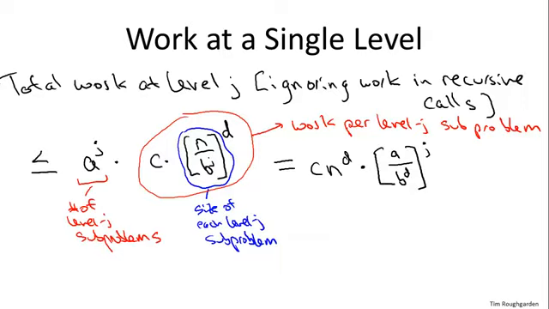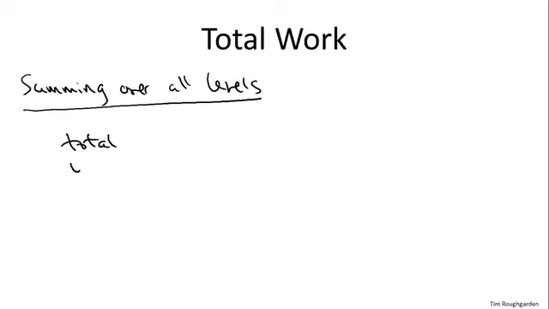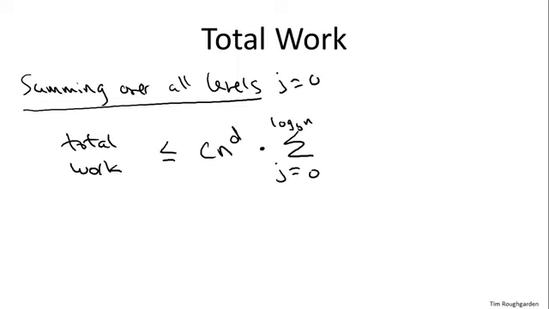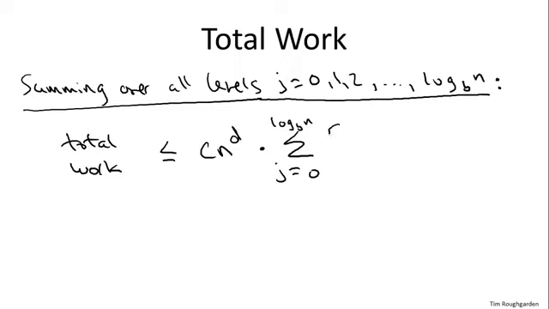So now that we've zoomed in on a particular level j and done the necessary computation to figure out how much work is done just at that level, let's sum over all of the levels so that we capture all of the work done by the algorithm. So this is just going to be the sum of the expression we saw on the previous slide. Now, since c n to the d doesn't depend on j, I can yank that out in front of the sum, and I'll sum the expression over all j. That results in the following.